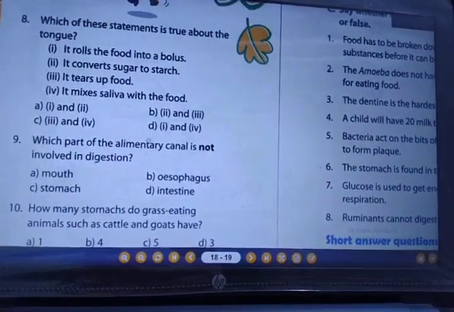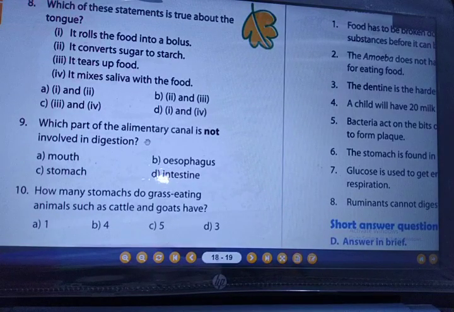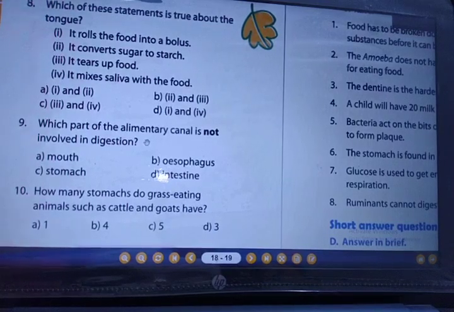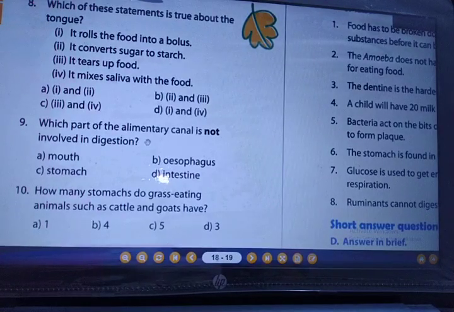Yes, you can see this 8, 9 and 10. Which of these statements is true about the tongue? First, it rolls the food into the bolus; second, it converts the sugar to starch; third, it tears up food; fourth, it mixes the food with saliva. The options are first and second, second and third, third and fourth, and first and fourth. The right answer is first and fourth. It rolls the food into bolus and it mixes the food with the saliva.